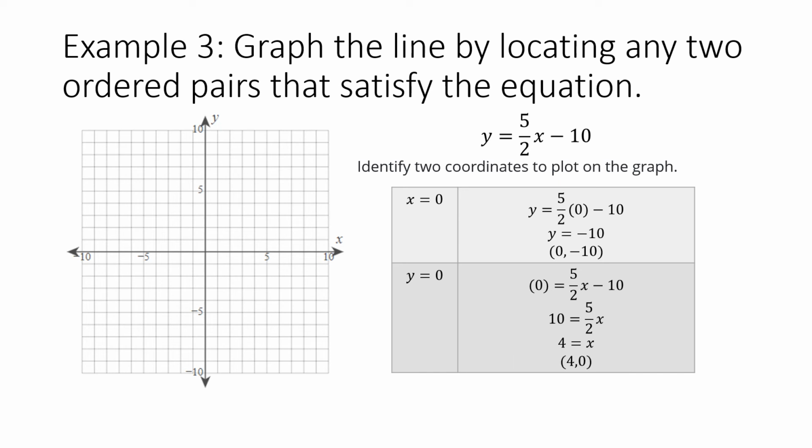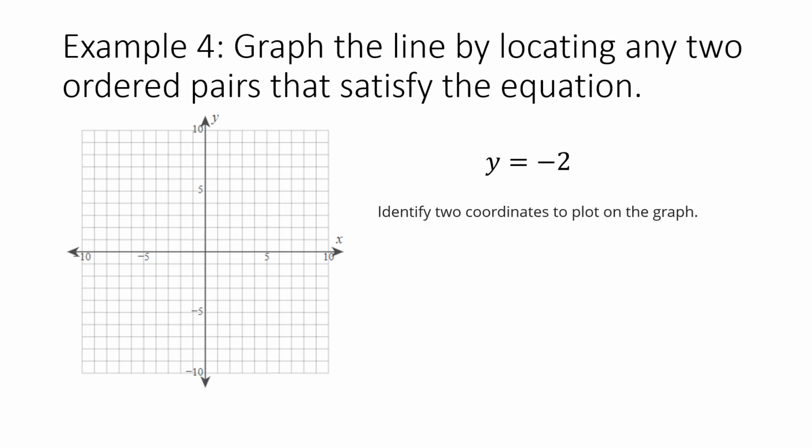I actually have an x-intercept and a y-intercept, so I'm just going to plot those two points. The 0, negative 10 is going to be on the y-axis, and then the 4, 0 is going to be on the x-axis at 4, and then I connect the two points by a line.